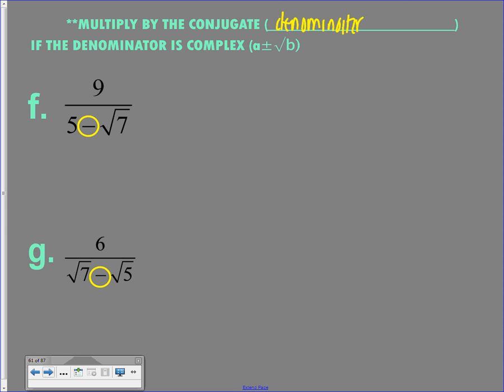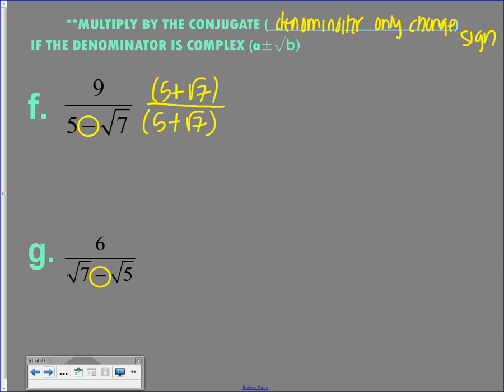Denominator, it's kind of like the Terminator, only you change the sign. Okay, so if I was going to simplify f, the denominator is 5 minus the square root of 7, so I'm going to multiply by the conjugate, so I'm going to multiply by 5 plus the square root of 7. And just like in the earlier ones, I have to multiply the top and the bottom by that conjugate.